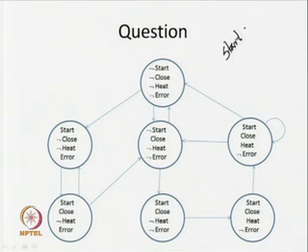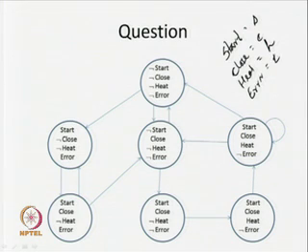I represent start by S, then close, I represent by C. Heat, H is my heat, and error, I represent error by E. So, these are the 4 state variables I will need to represent this state.